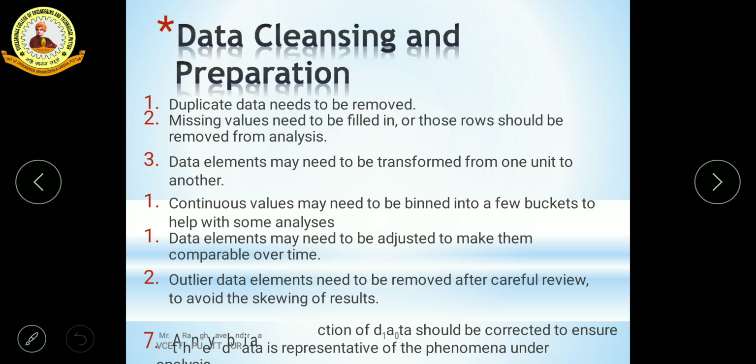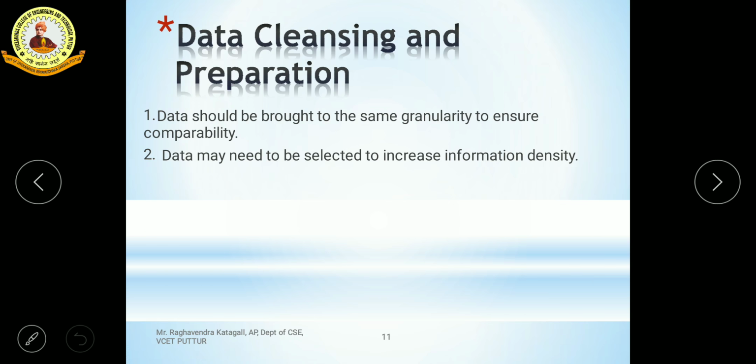Okay, then the last point is data may need to be selected to increase information density. Sometimes some data may not show such variability because it was not properly recorded or for other reasons. So this data may dull the effects of other differences in the data, and it should be removed to improve the information density of the data. So these are the 9 points you need to remember in case of data cleansing and preparation.